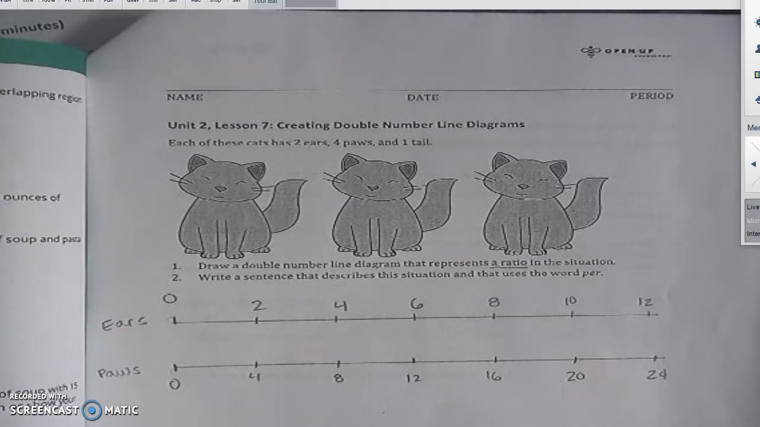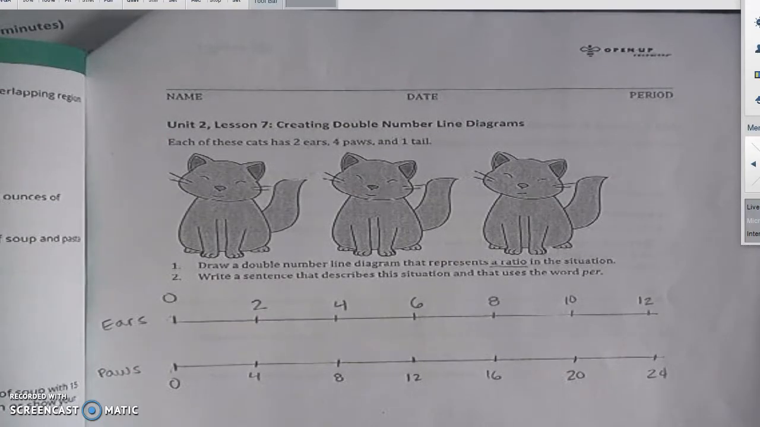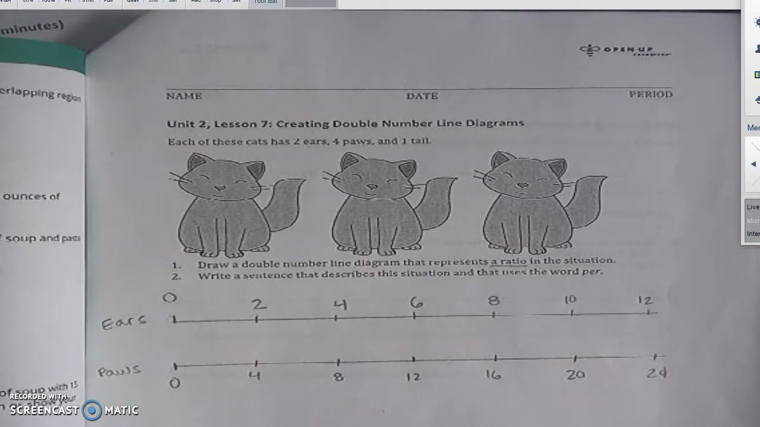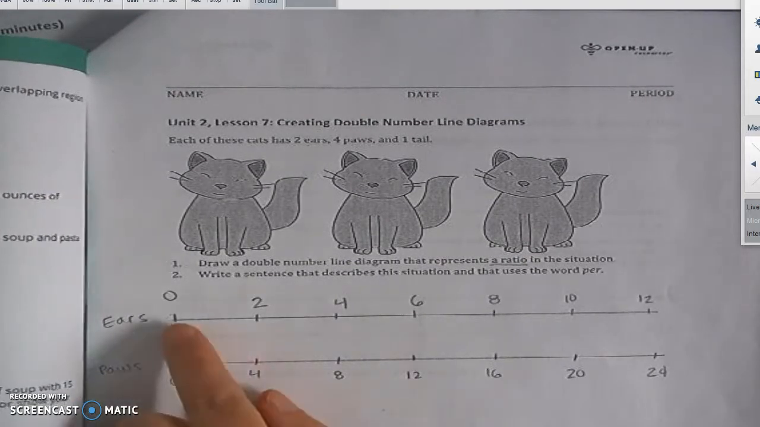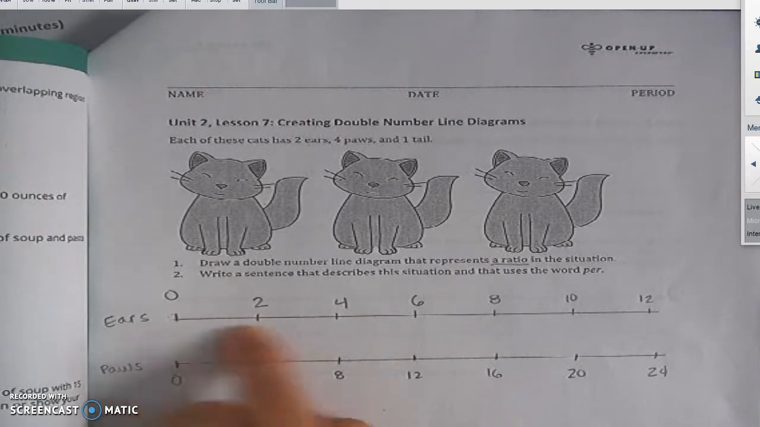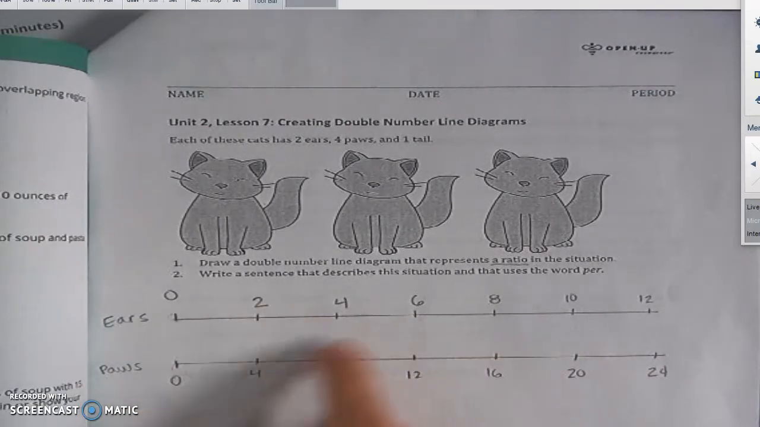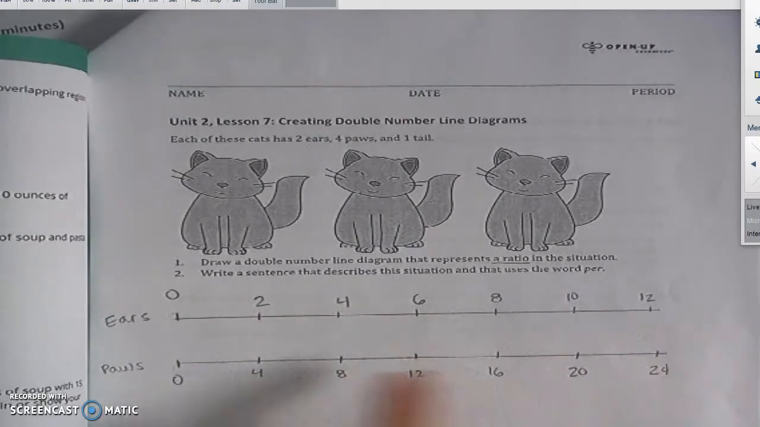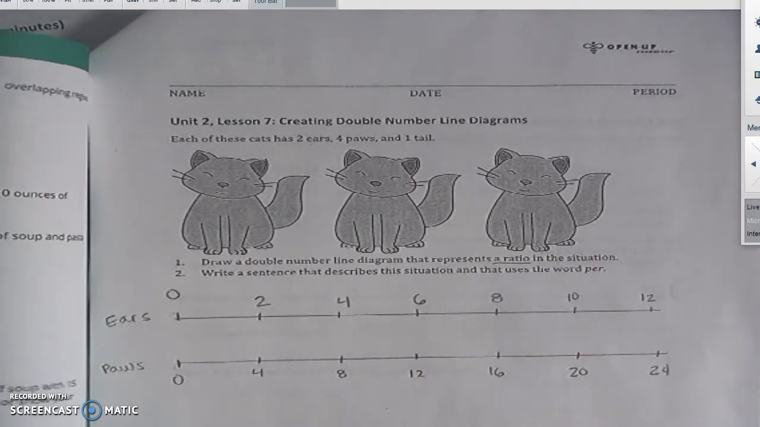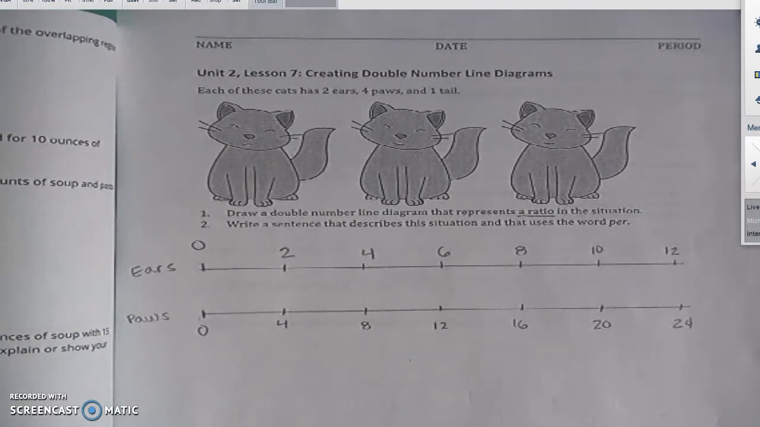So you got to pick if you wanted to do ears and paws, paws and tail, or ears and tail. I chose ears and paws, so since it's 2 ears and 4 paws, I drew my 2 parallel lines. I made sure my tick marks were pretty even. I went by 2s for my number of ears. I went by 4s for my number of paws. And then it asks, or says, write a sentence that describes this situation and that uses the word per.